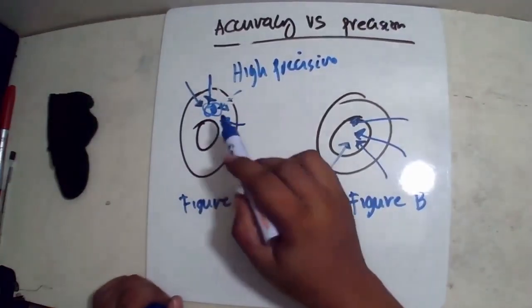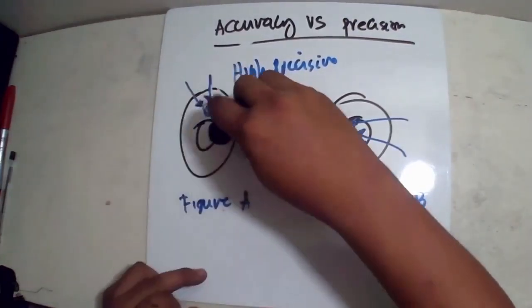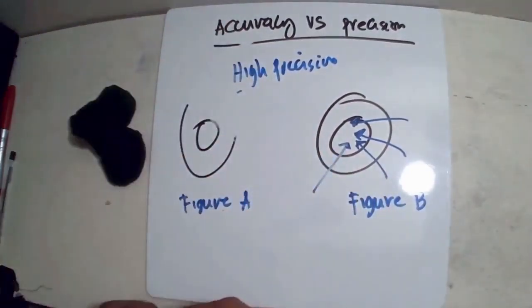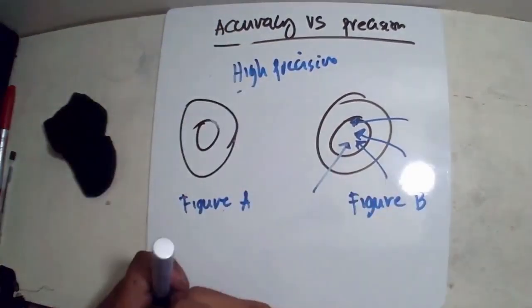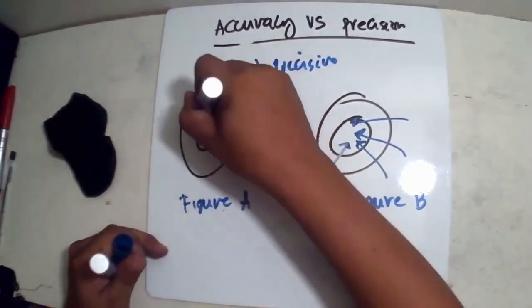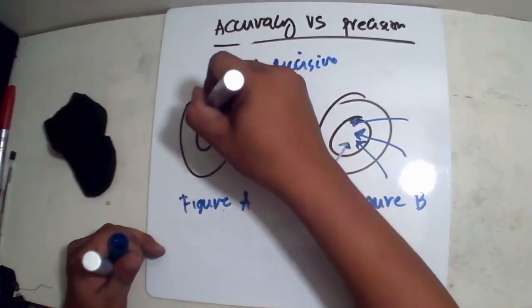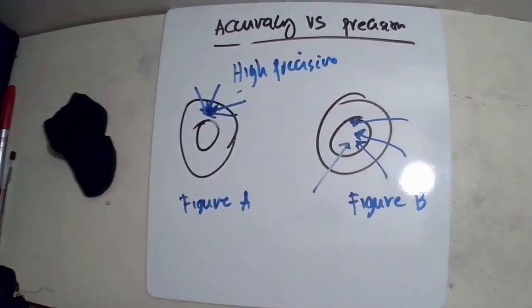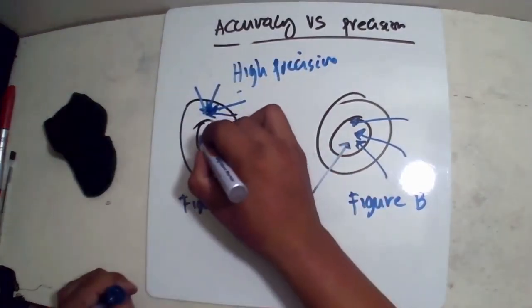Why? Because I think I will have to repeat this one. I will have to redraw this. For example, this one, and that one. So this is the bullseye.